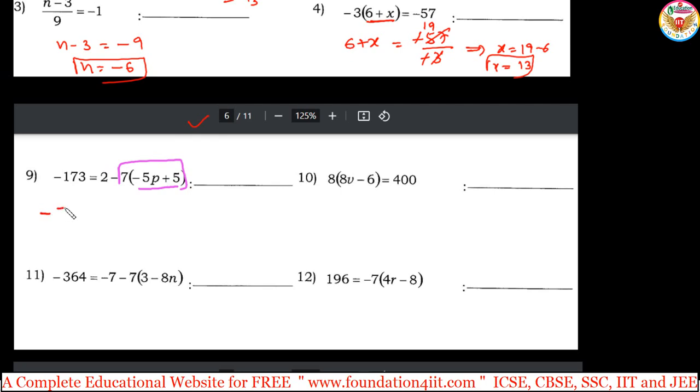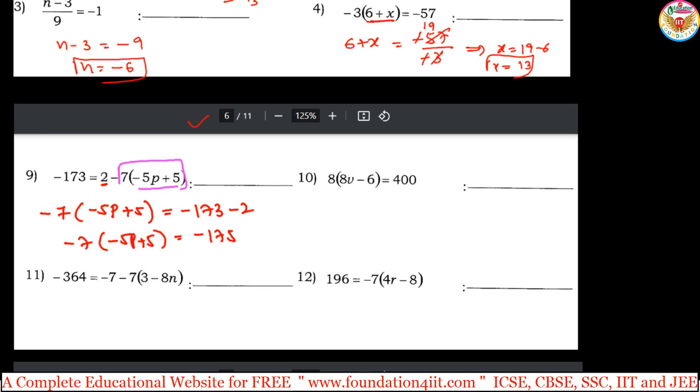So minus 7 in the bracket: minus 5p plus 5. This full set is subtracting from 2. Okay, 2 minus of this. No, 2 is positive. Take it to the LHS. Already there is a minus 173, minus 2. Now this is minus 175. Many of you get confused only when the negative symbols are there. Now minus 7 is multiplying with minus 5p plus 5 and that is equal to this.